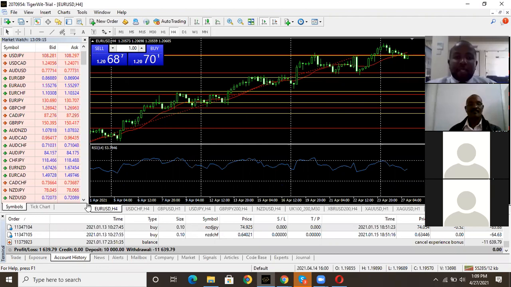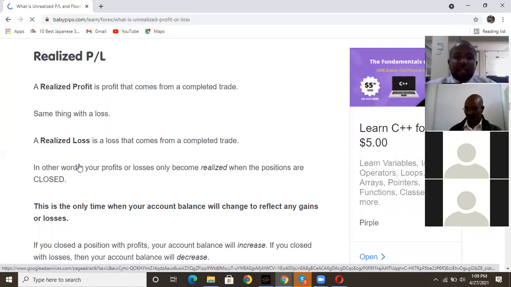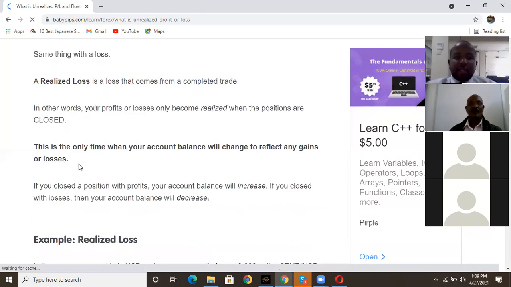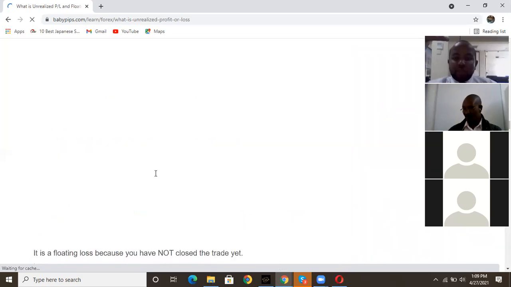This is the only time your account balance will change to reflect any gains or losses. Your account balance will move whether you make a profit or loss, which will be added or deducted. So this is another example of realized loss. I don't need to go into the math much. I'm just giving you the explanations so that we can start doing it practically.